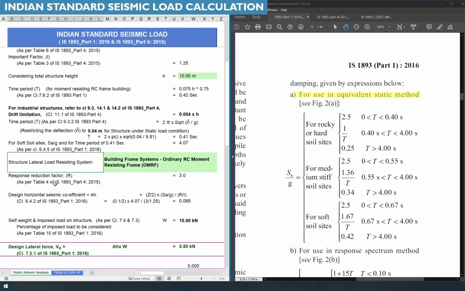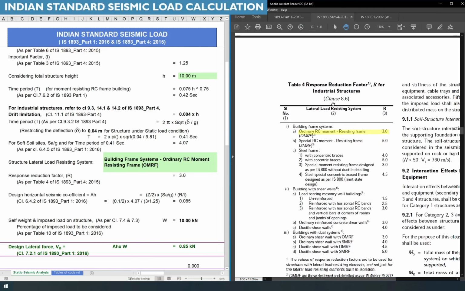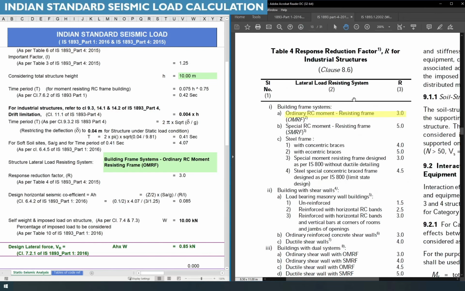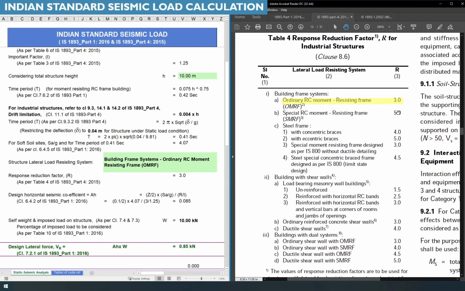Next one is the structural lateral load resisting system. For that we need to refer to IS 1893 Part 4, 2015. On the right-hand side you can see the code which I am showing to be referred. On page number 13 we can find the structure category. There are various lateral load resisting systems provided in the right-hand side PDF file, in IS 1893 Part 4, Table 4. Accordingly, the response reduction factor R we can also get on the right-hand side.